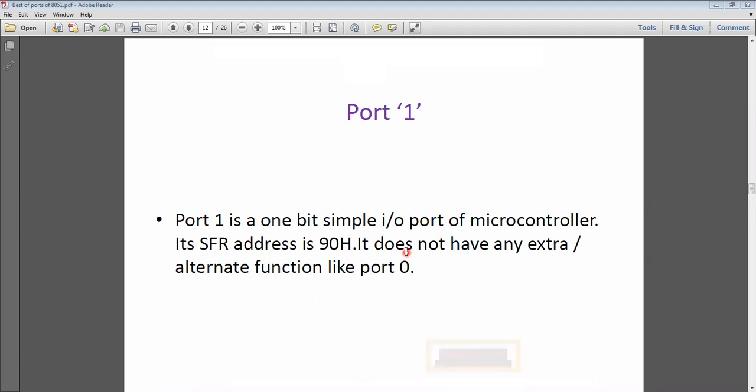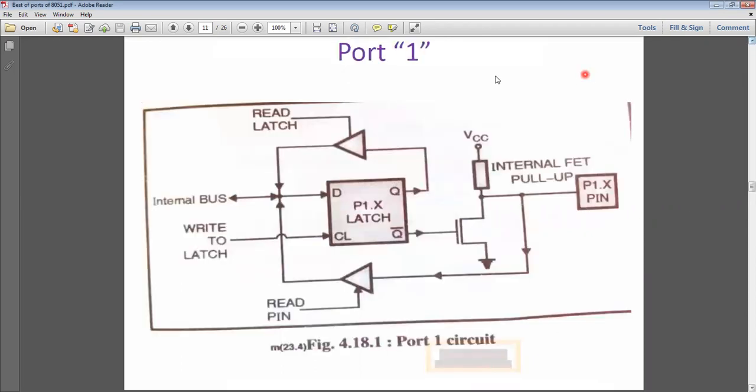To understand the difference between port 0 and port 1, please watch my previous video on port 0. Port 0 is basically responsible for two functions. One is address and data control and second is input output operation. So unlike port 0, port 1 is a simple port which performs only read and write operation inside the 8051 microcontroller. Now let us go to the diagram and try to understand the input and output functions of port 1.